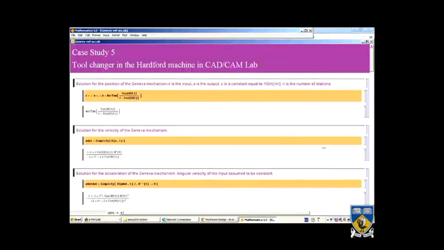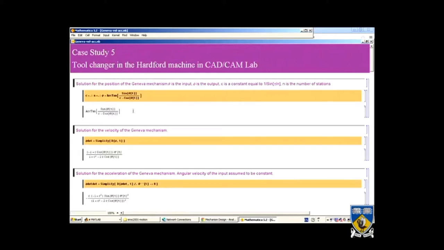So, here we have the Mathematica file for our case study. First I put here the solution for the position problem. Okay, so the output angle phi as a function of input angle theta, when this constant C is the thing I have there, sine of pi over n to the power minus 1.